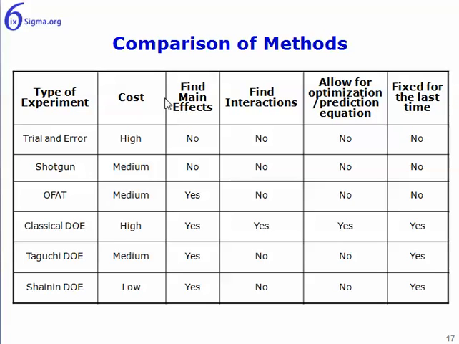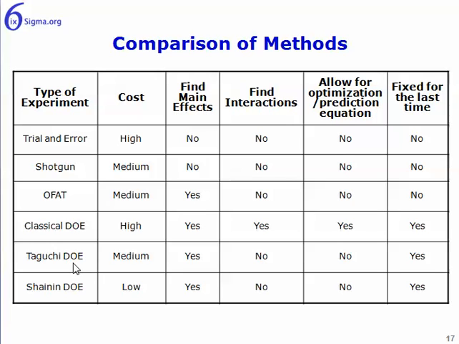This matrix gives us a summary of the different DOE types, or at least the different test methods for root cause analysis. So the first one noted here is trial and error, then shotgun, one factor at a time, otherwise known as OFAT, classical DOE, Taguchi DOE, and then Shannon DOE. And as you can see in the matrix, it's intended to give you some sense as to what the cost is like, whether or not you can find main effects or interactions, whether or not the technique permits you to look for optimization and/or develop a prediction equation of some kind, and then whether or not it would lead to fixing the problem for the last time.